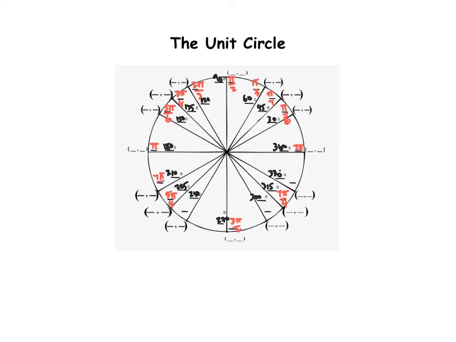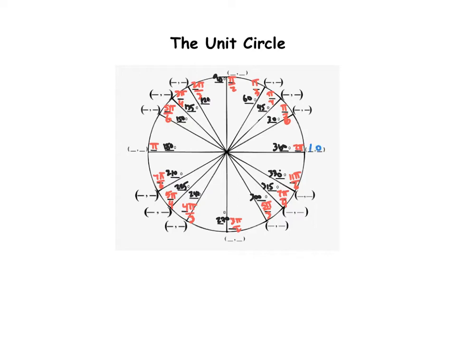7 pi over 6. 8 pi over 6, which reduces to 4 pi over 3. 9 pi over 6, which is 3 pi over 2. 10 pi over 6, which is 5 pi over 3. And 11 pi over 6. Okay, so we've got all our angle measures in both degrees and radians. Now let's fill in the first quadrant and then subsequently use patterns in order to do the rest.